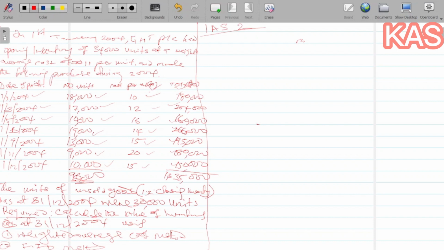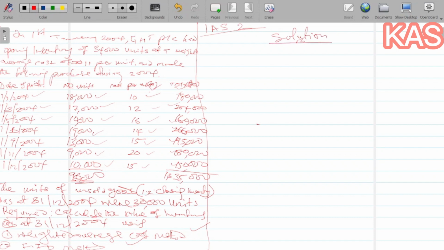Then the total quantity we have is 96,000 units. Then the question goes like this: the units of unsold goods, that is closing inventories, as at 31st December 2004 were 30,000 units. Required: calculate the value of inventory as at 31st December 2004 using, one, weighted average cost, and two, the FIFO method, that is first in, first out. So we are going to solve this question now.